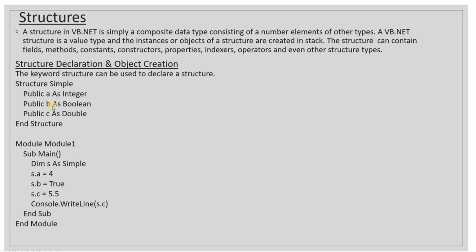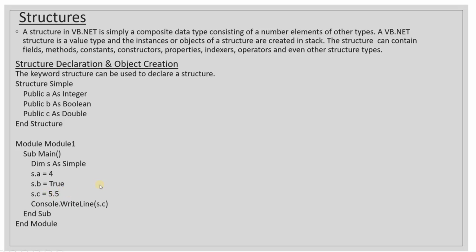Why do we write True? Because B is a Boolean type element. C is 5.5 because C is a Double type. Now we want to print the value of C. Then how can we write? Console.WriteLine, as S is a structure object, S.C. Now it will print the value of C, that is 5.5.